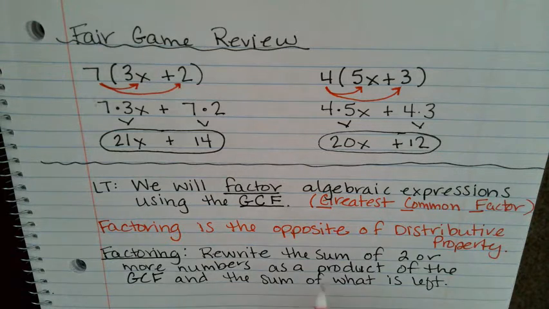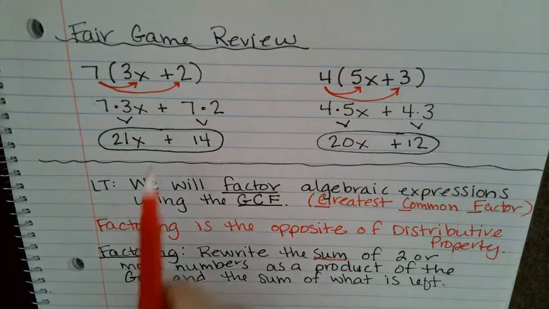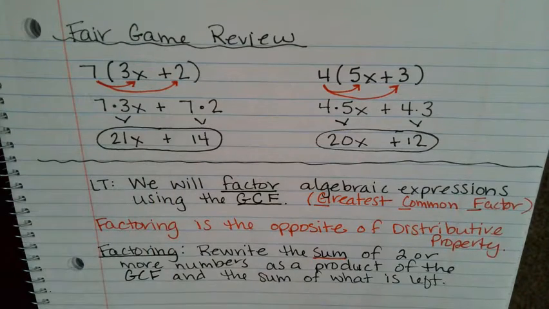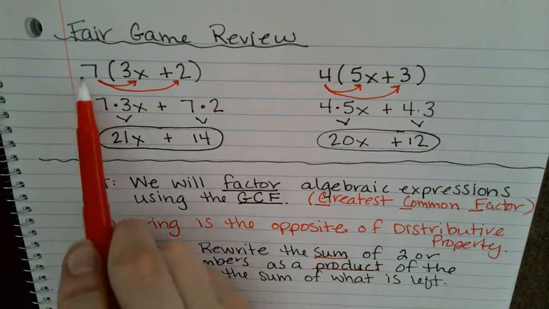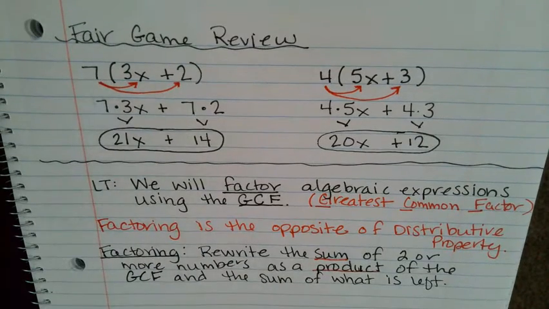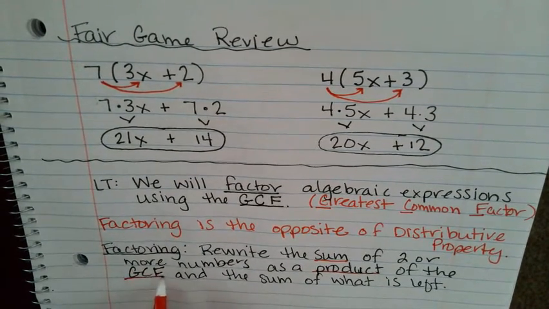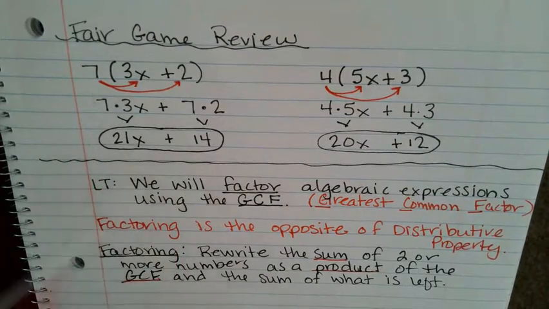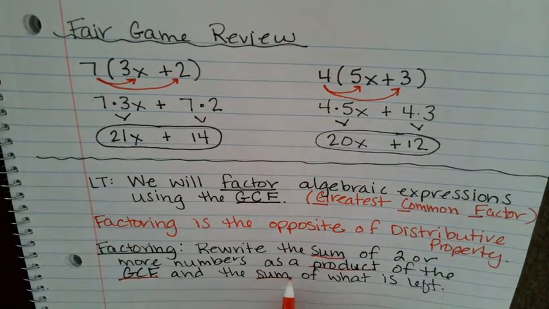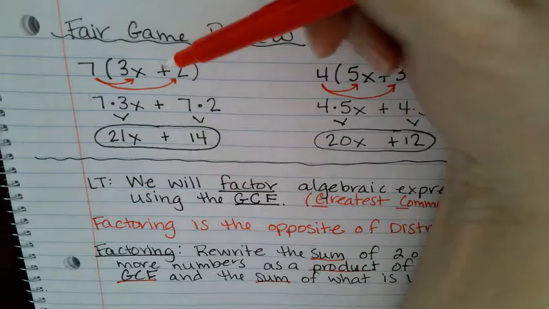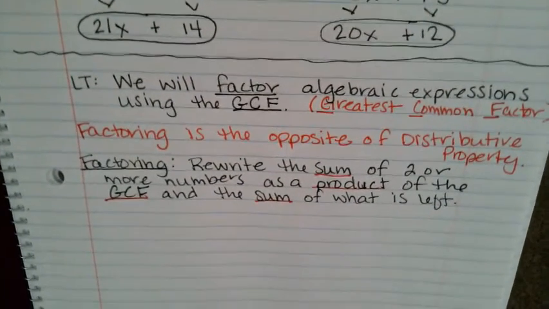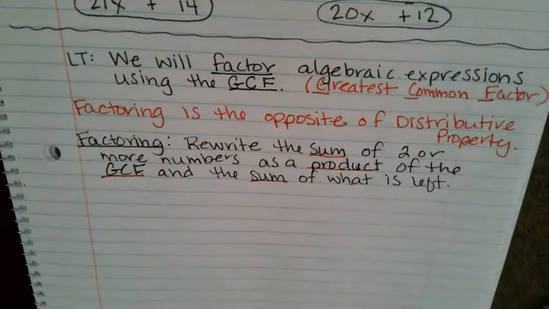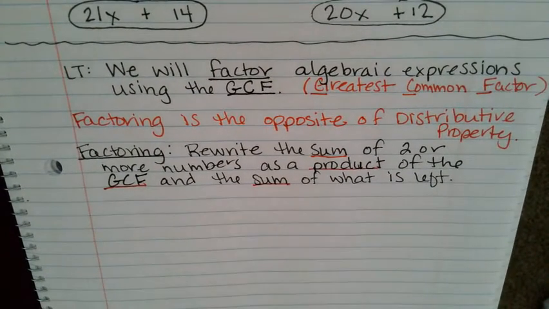So we're going to rewrite the sum of two or more numbers as a product. Look, if you go back this way, all of a sudden we've turned it into a product of the GCF. 7 is the greatest common factor of 21 and 14, and the sum of what's left once it's factored out. So we are going to actually put this in action. I'm going to push this up a little bit.